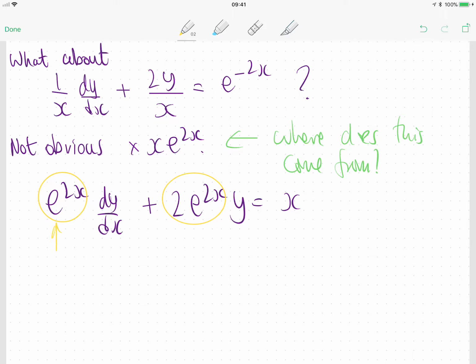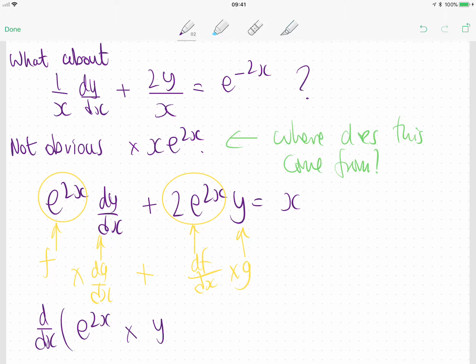So actually, we have a function f here, we have its derivative here, df dx, and similarly we have some function g and dg dx here, and like before, everything's very nice. The left hand side is the product rule, f times g, which is e to 2x times y, and the right hand side just stays as it is. And we can use the same method as before to isolate the y.